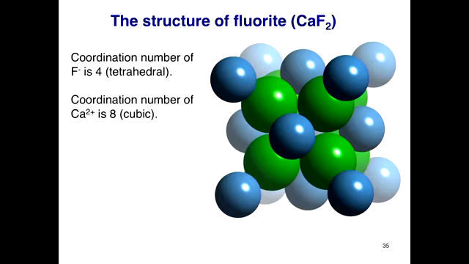So let's look at this calcium here. It's got 1, 2, 3, 4 fluorides here. In the next unit cell, there'll be another 4 there. So the coordination number of the calcium is 8, and it's in a cubic environment.